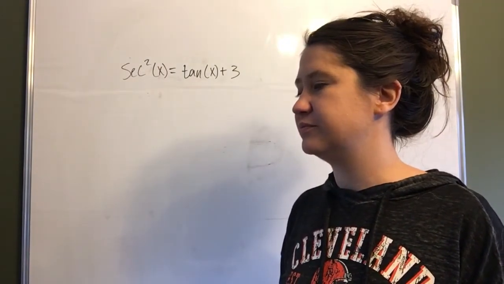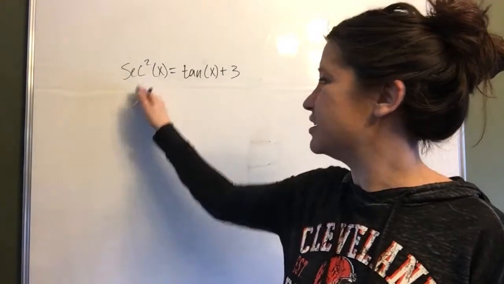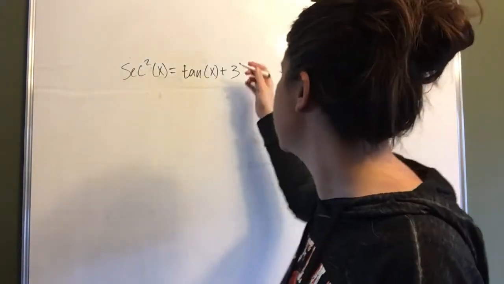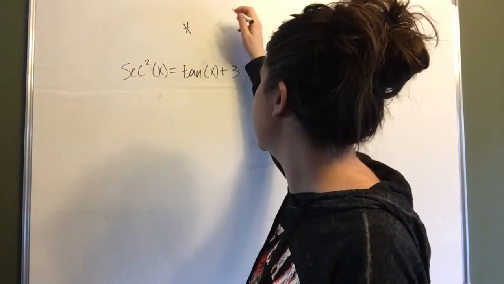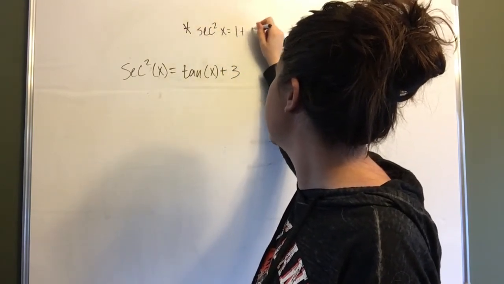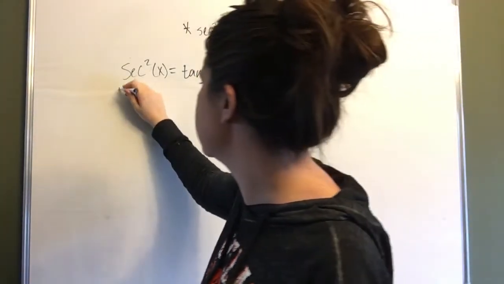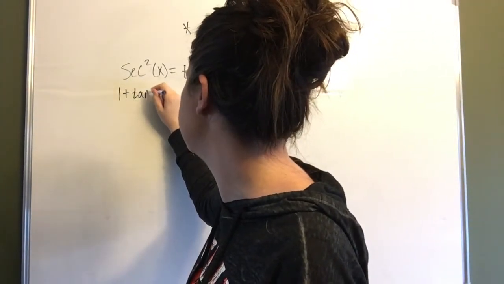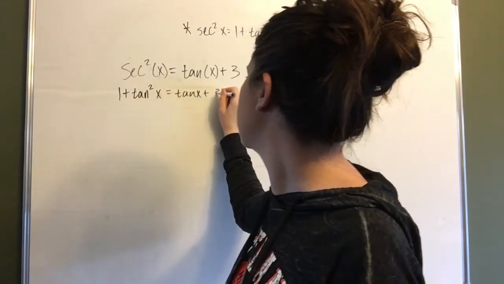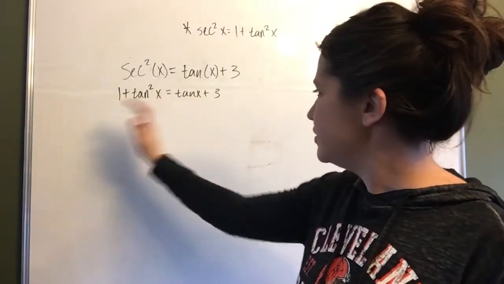All right. You got it? The correct answer is the Pythagorean identity for secant and tangent. It tells us that secant squared is equal to 1 plus tangent squared. Okay, so we're going to make that substitution here. This becomes 1 plus tangent squared. And then now we have everything in terms of tangent.